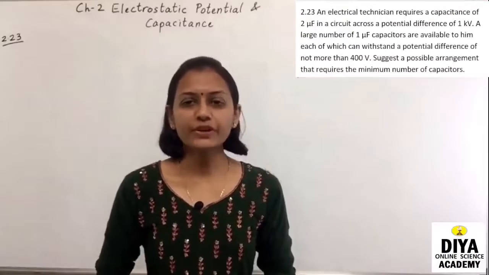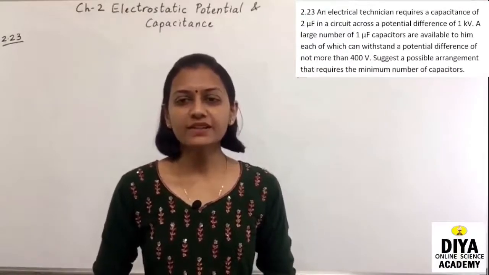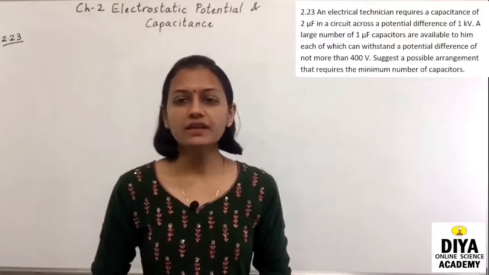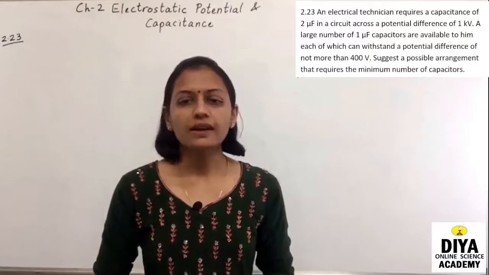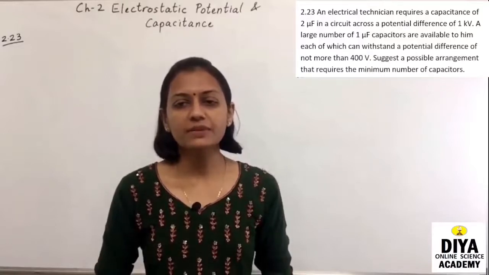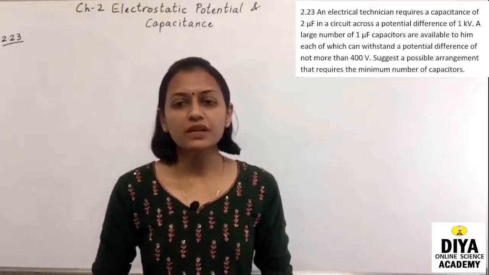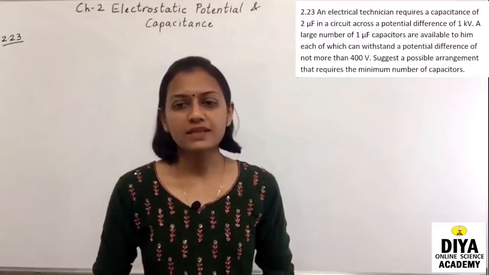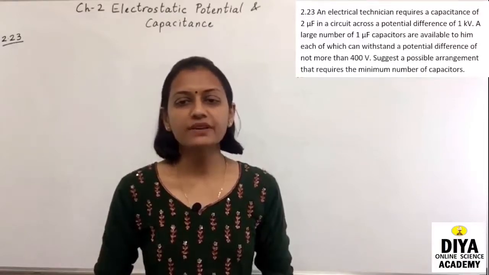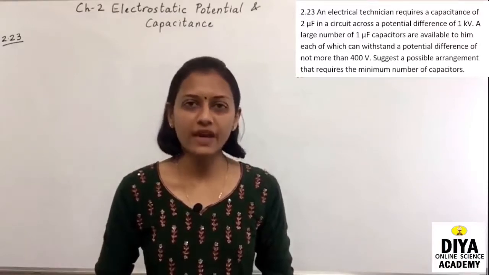Question number 2.23, which says an electrical technician requires a capacitor of 2 microfarad in a circuit across a potential difference of 1 kilovolt. A large number of 1 microfarad capacitors are available to him, each of which can withstand a potential difference of not more than 400 volt. Suggest a possible arrangement that requires the minimum number of capacitors.